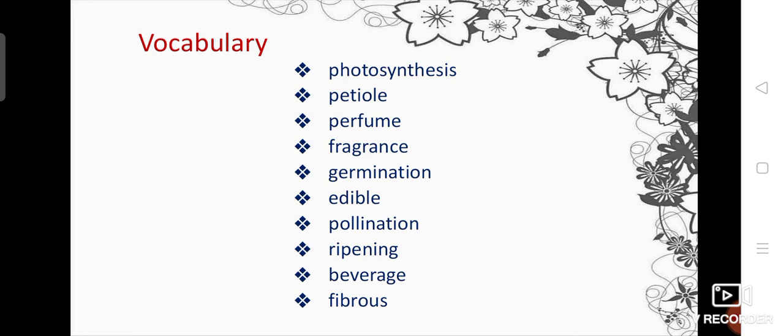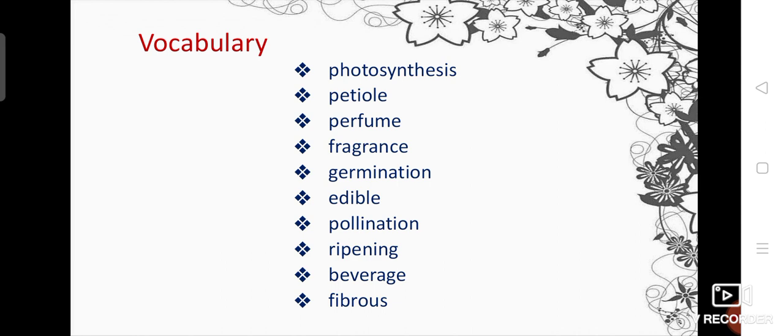That is called pollination. The next one is ripening. Ripening is the process of converting a raw fruit into a mature fruit. For example, a raw mango, after it ripens, will become a ripe mango. That is what you can say, palukkirathu. Ripening means palukkirathu.